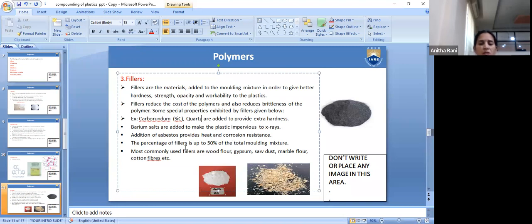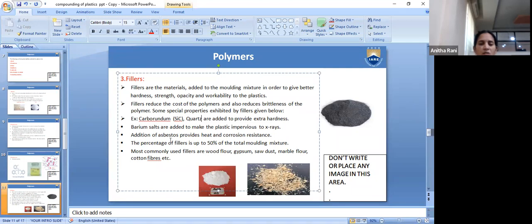Next, the percentage of fillers: we will add up to 50% of the total molding mixture, not completely 50%. So a major percentage compared to the other ingredients. The most commonly used fillers are wood flour, gypsum, calcium sulfate, barium sulfate, and sawdust. Sawdust is similar to wood flour. Marble flour and cotton fibers are also used.